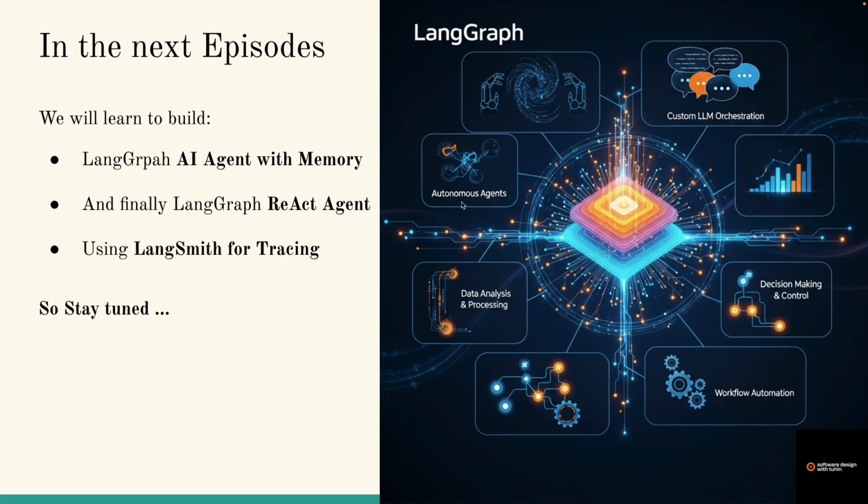In the next episodes, we'll learn to build a LangGraph AI agent with memory, and finally we'll build a LangGraph ReAct agent, and after that we'll use LangSmith for tracing purposes, which will be very useful for a production-grade agent. So stay tuned.